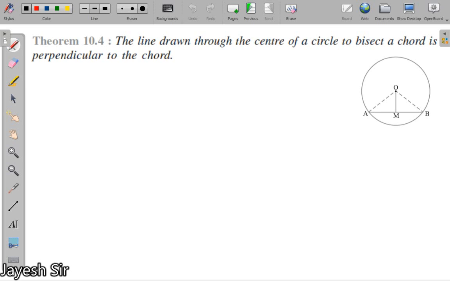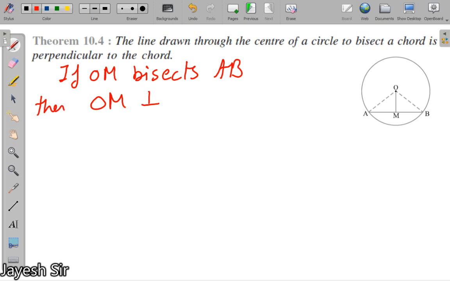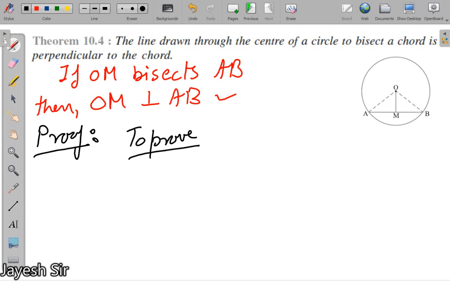Theorem 10.4: the line drawn through the center of the circle to bisect a chord is perpendicular to the chord. What is the theorem stating? That if OM, as you can see in the diagram, bisects AB, then OM is also perpendicular to AB. We have to prove that OM and AB are perpendicular to each other. So for this, we will start with the proof.